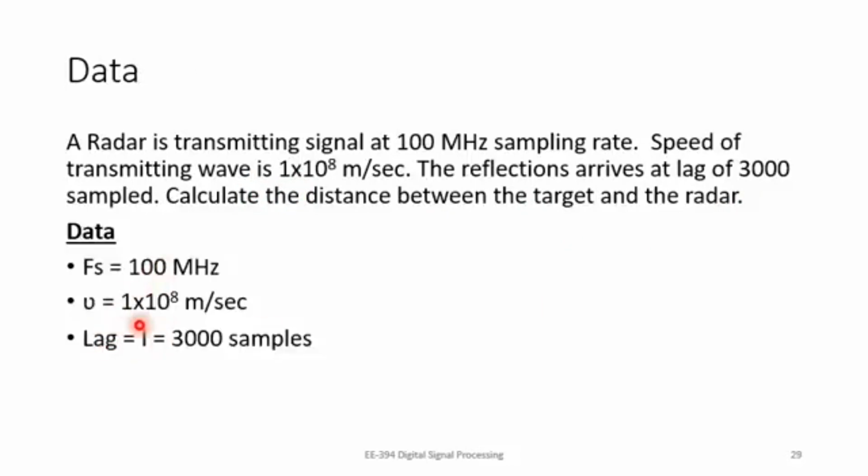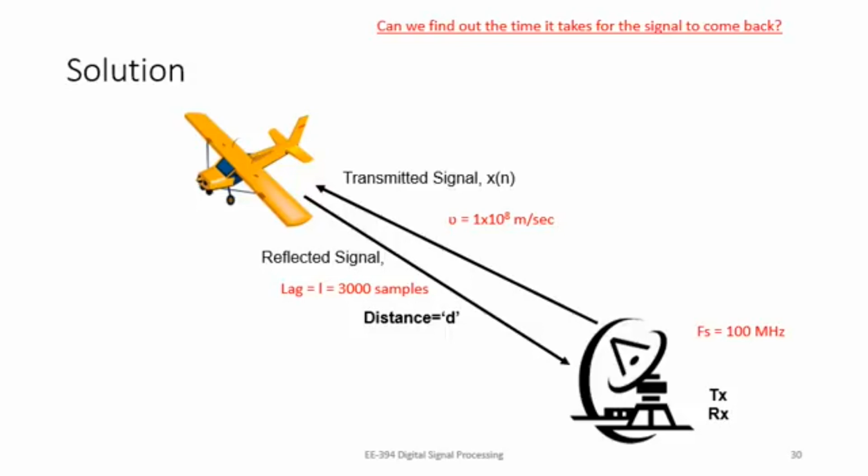So this is the data we have. Fs is 100 megahertz. So every second we are releasing 100 into 10 raised to the power 6 samples. The velocity of the wave is this, 1 into 10 raised to the power 8, and the lag is 3000 samples. And this is the same data transmitted, reflected on the figure to better understand the scenario.